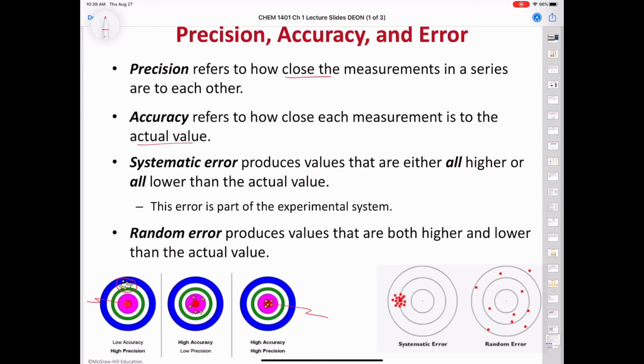Now, the terms accuracy and precision are related to two widespread types of error: systematic and random error. Systematic error produces values that are either all higher or all lower than the actual value. This type of error is part of the experimental system, often caused by a faulty device or by a consistent mistake in taking a reading. Random error, in the absence of systematic error, produces values that are higher and lower than the actual value. Random error always occurs, but its size depends on the measurer's skill and the instrument's precision.